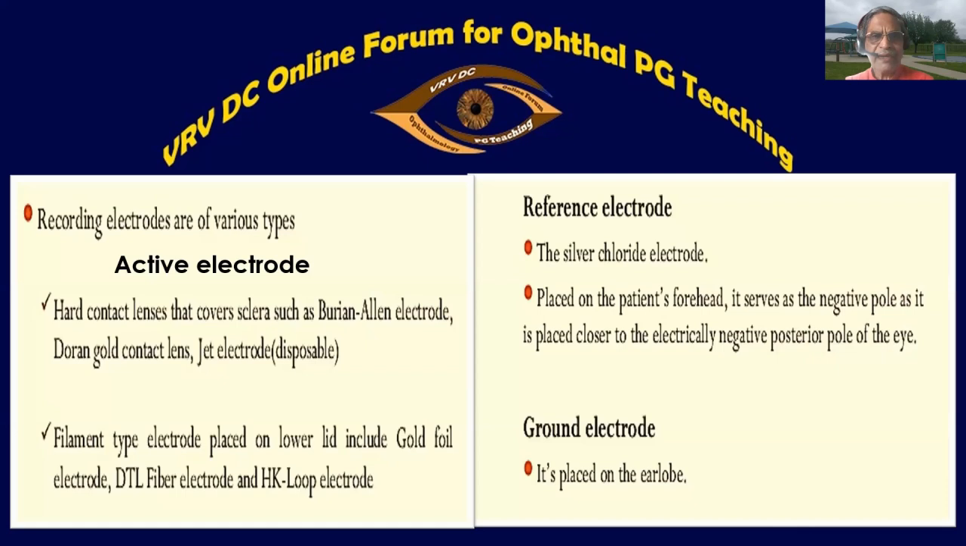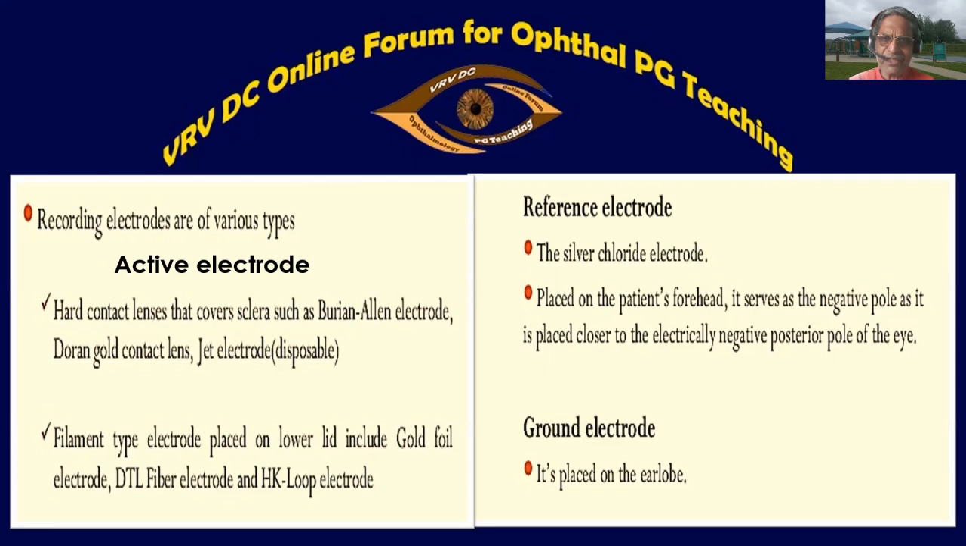What is the active electrode? These are hard contact lenses that cover the sclera. Never forget his name, Brian Allen. Just know the name, it's enough. In the examination you can write Brian Allen electrode, which can be kept on the cornea and covers the sclera also. It may be made of contact lens, gold contact lens, gel electrodes, and so on. They're all disposable. One more active electrode is the filamentary type, a filament type electrode placed on the lower lid.